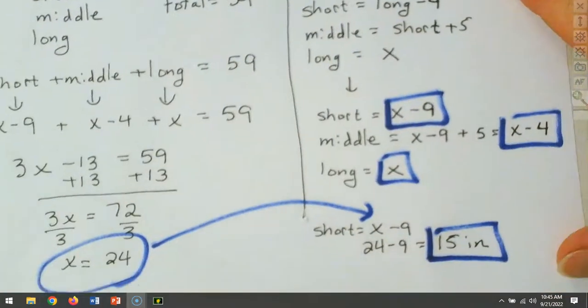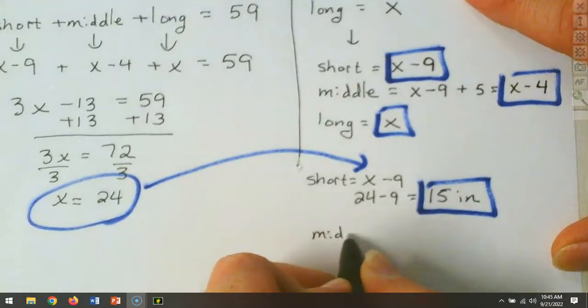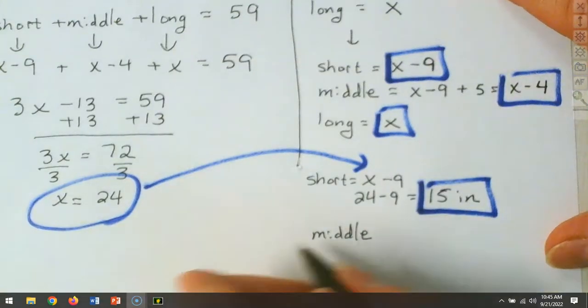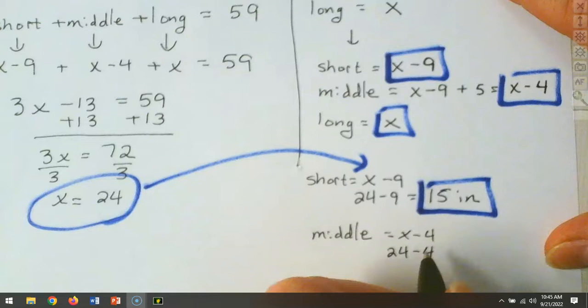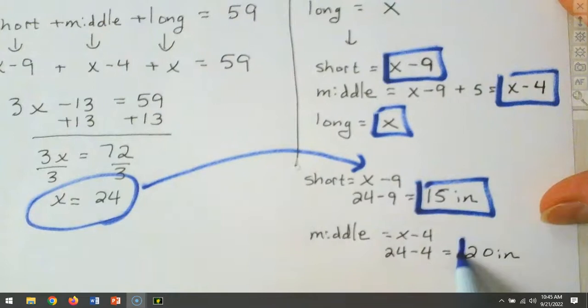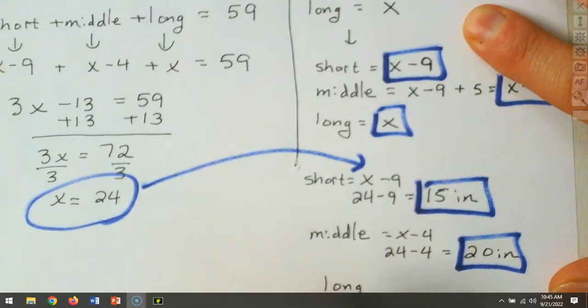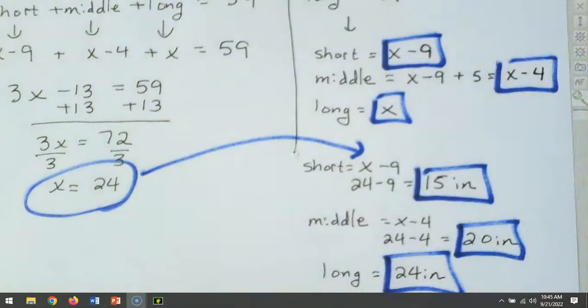What about the middle side? Okay, we need to get that one. The middle was x minus 4. And so that's 24 minus 4, and so that's a 20-inch piece. And then our last one here, our last one is the longest side. And that was x, so that's 24 inches. So those are the 3 pieces of our sandwich. So 15 inches, 20 inches, and 24.